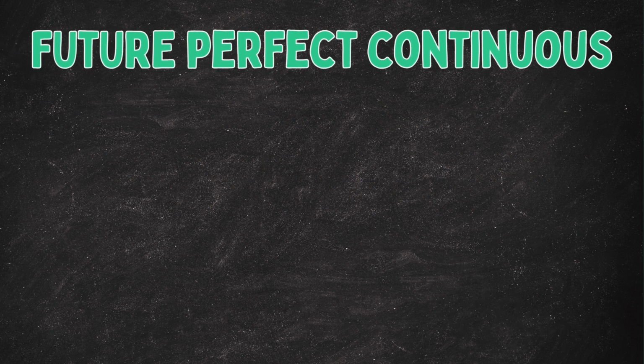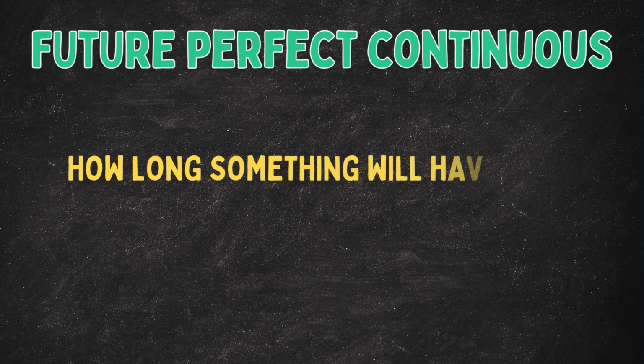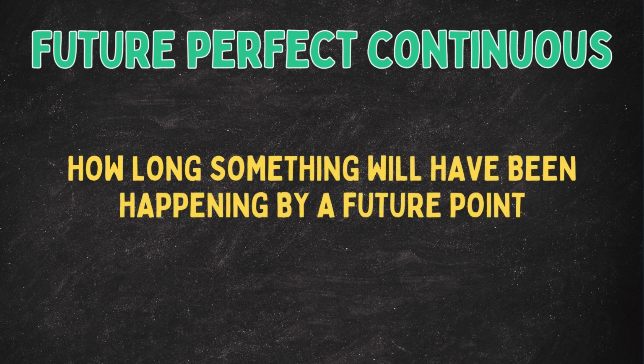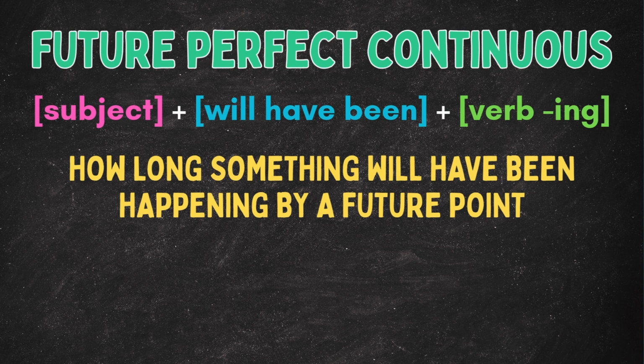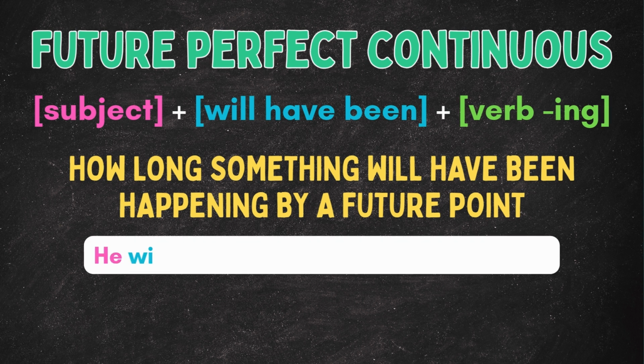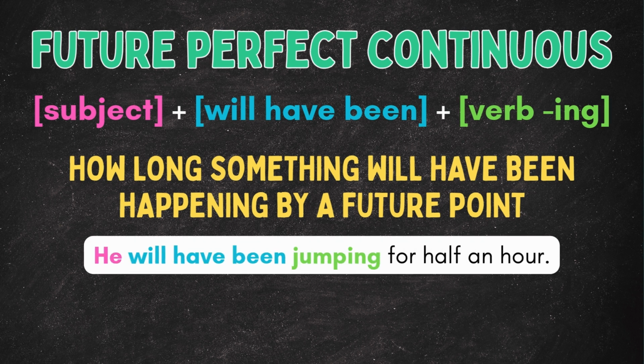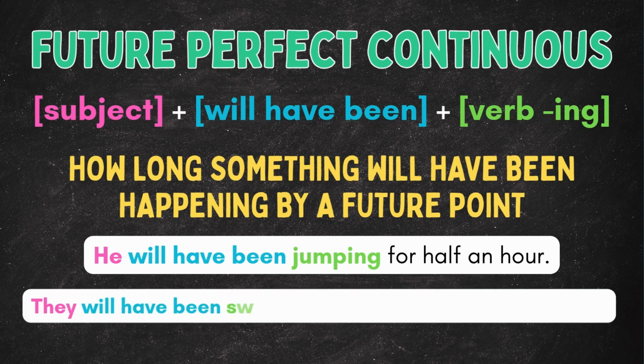Future perfect continuous. The future perfect continuous shows how long something will have been happening by a future point. The sentence structure consists of subject plus will have been plus verb with ing. For example, he will have been jumping for half an hour. They will have been swimming for hours by the time we arrive.